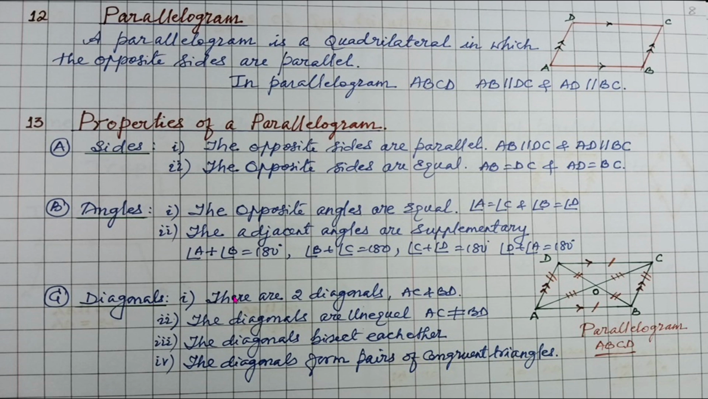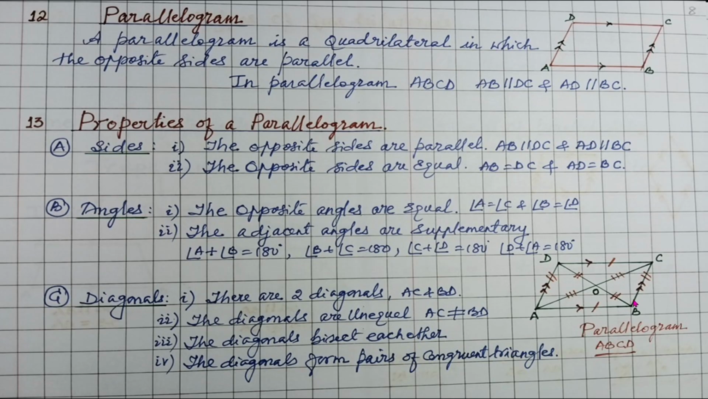Now in terms of diagonals, there are two diagonals AC and BD. It is a quadrilateral and therefore there are two pairs of opposite vertices and therefore there are two diagonals in a parallelogram, that is AC and BD. The diagonals are unequal. Please remember this. The diagonals of a parallelogram are unequal.